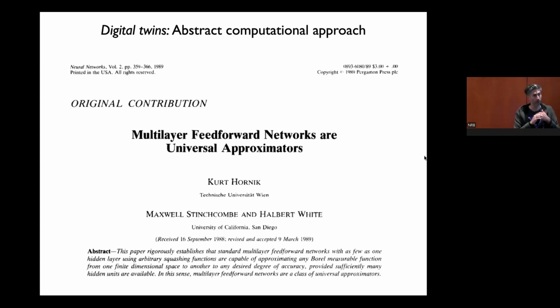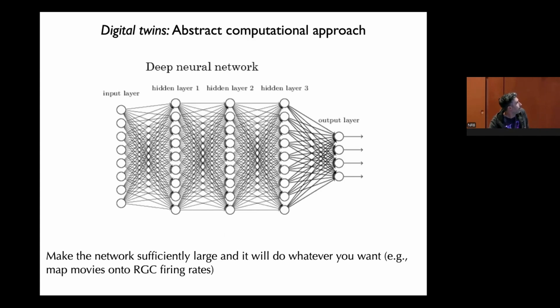The main challenge, of course, is training them. So how do you learn the right function from some data? There's lots of work spent trying to address that problem. But nonetheless, one approach to digital twins, super popular these days, is to give up on the biological details and just use really abstract machine learning models. And just make a big neural net, take in some movie, and predict RGC responses at the output.